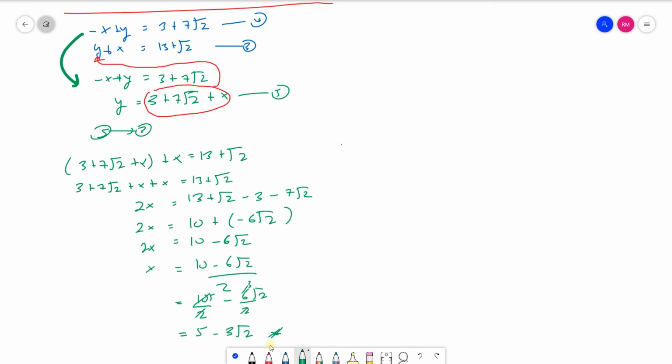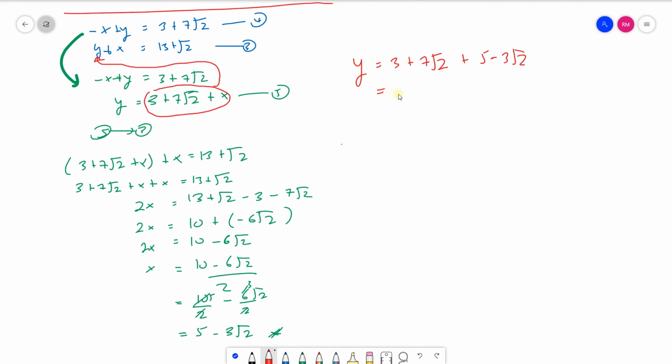So y is equals to 3. I'm going to copy back everything. 3 plus 7 surd 2. Instead of x, let's write this value that we found just now. Plus with 5 minus 3 surd 2. I'm not writing any bracket because it's a positive here. Even if I open bracket, it's going to remain the same.